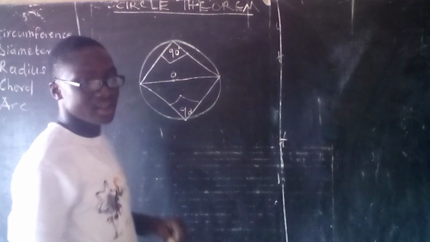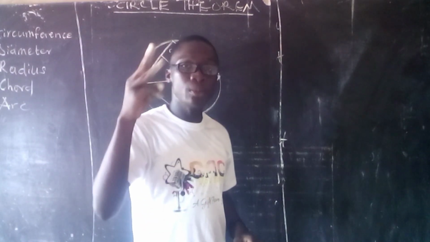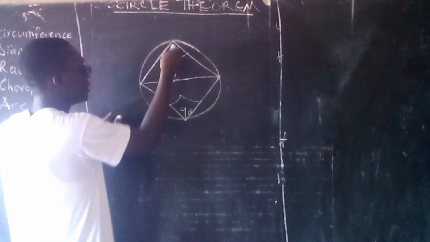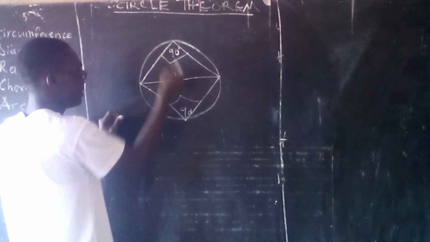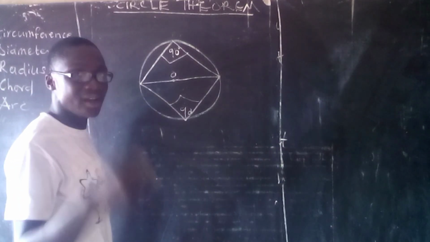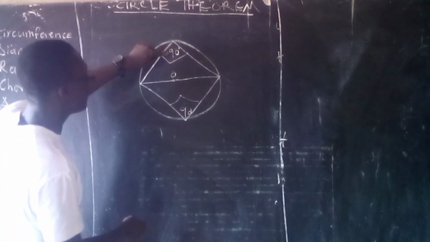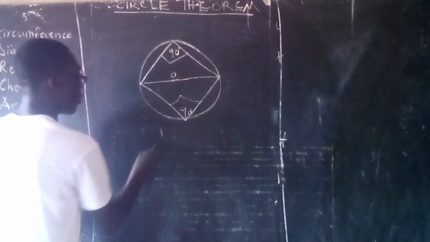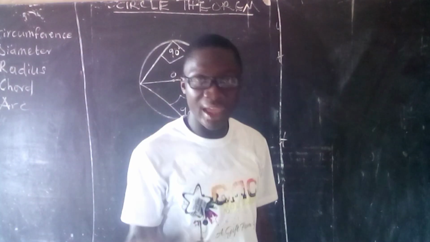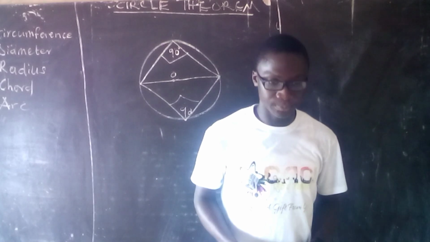So from the third property, we learn that if we add the angles at the opposite segment, it should give us 180 degrees. So we have 90 plus 90 giving us 180 degrees. So this confirms the third property.